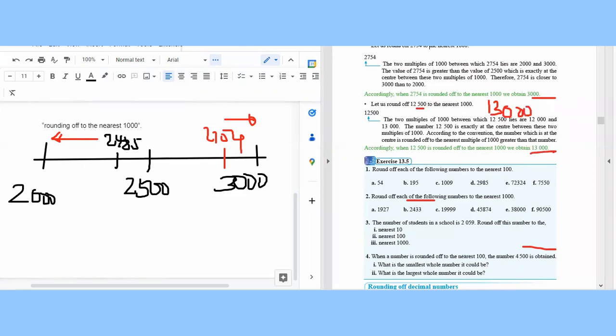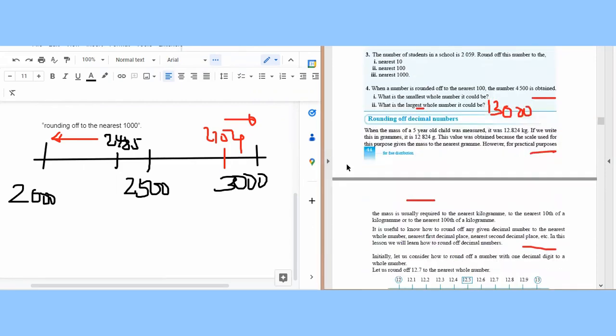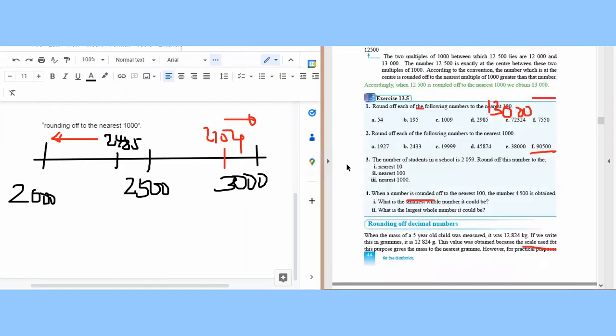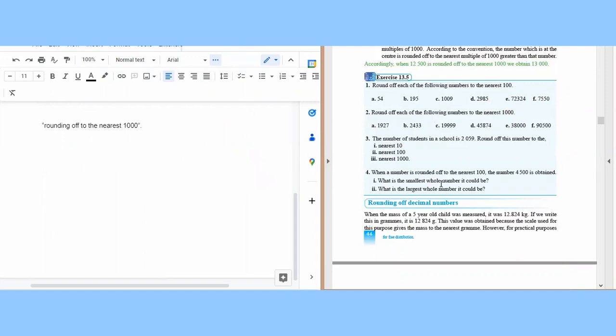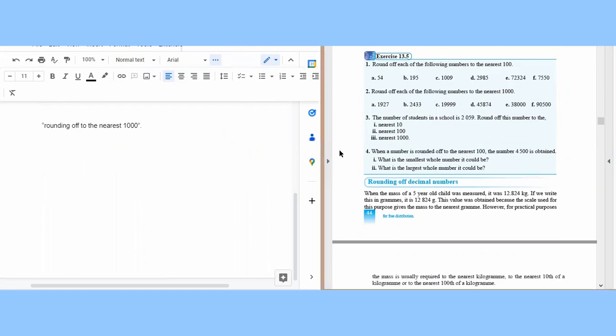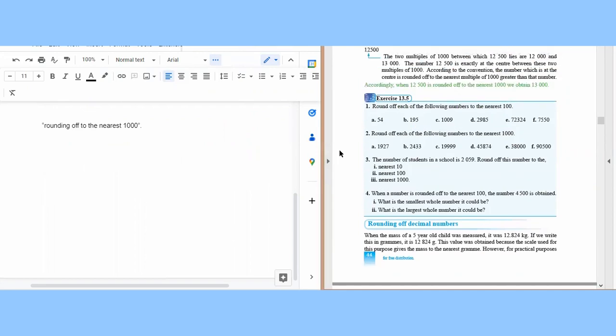So this is how we round numbers to the nearest 10, 100, and 1000. I hope you all understood how to round these numbers. So you can now try to work out exercise 13.5. Write down the question and then the answer. I will give you some time now. Use this time to work out the questions, and we can discuss it after.